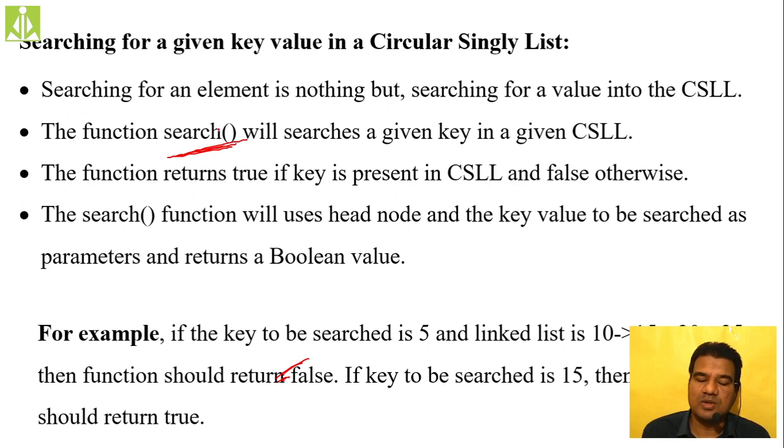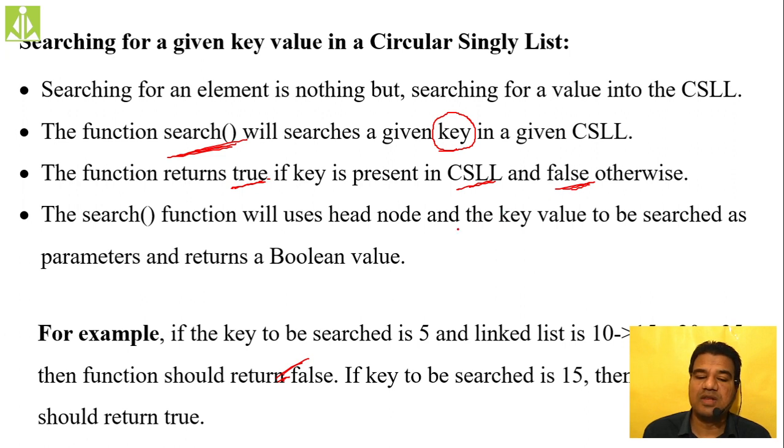Whatever value you are looking for inside the circular singly linked list, we call that value as key. You have to remember this terminology. So the search function returns true if the key is present inside your circular singly linked list, and if the key is not present, then otherwise it will return false.